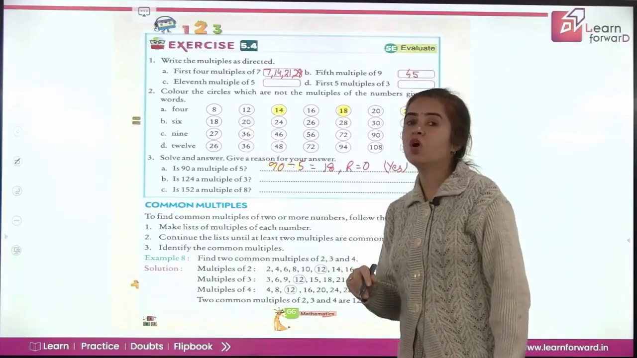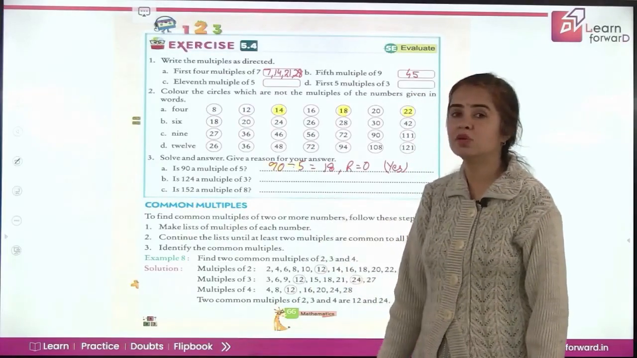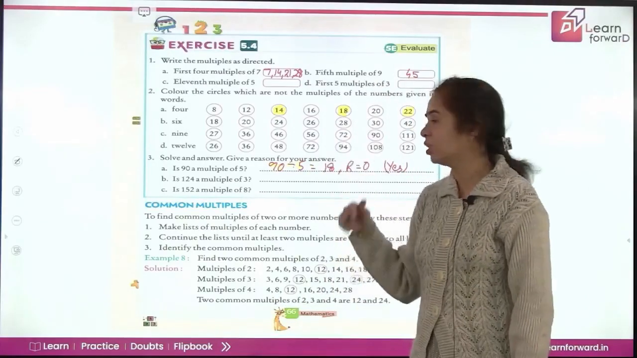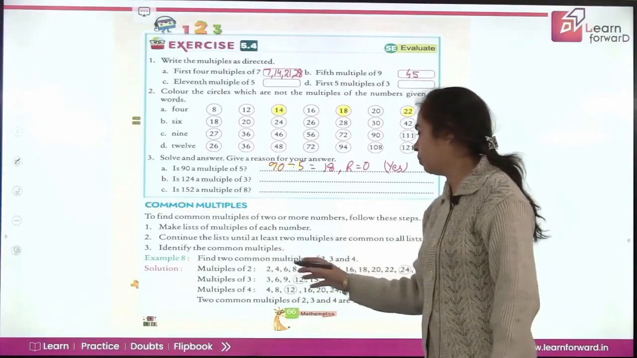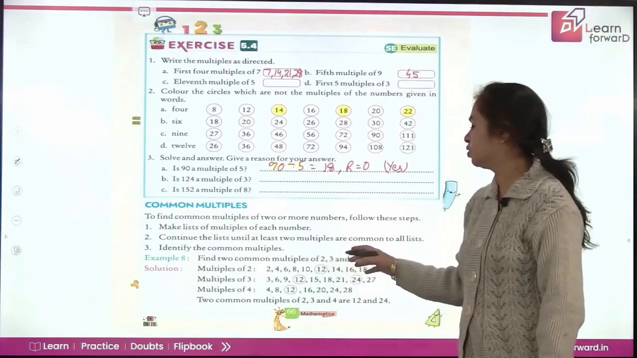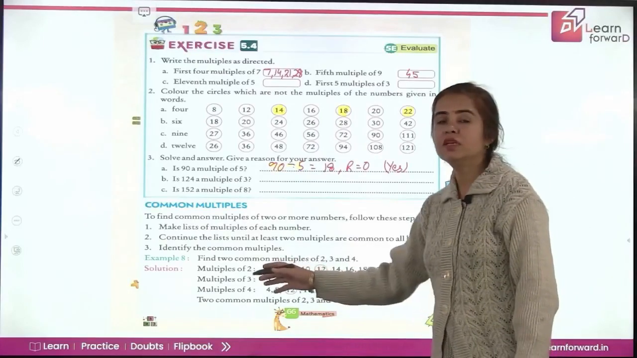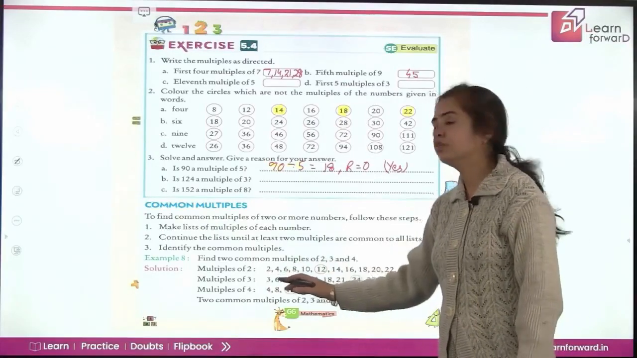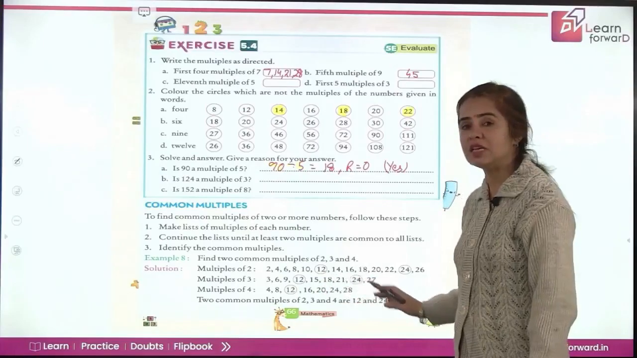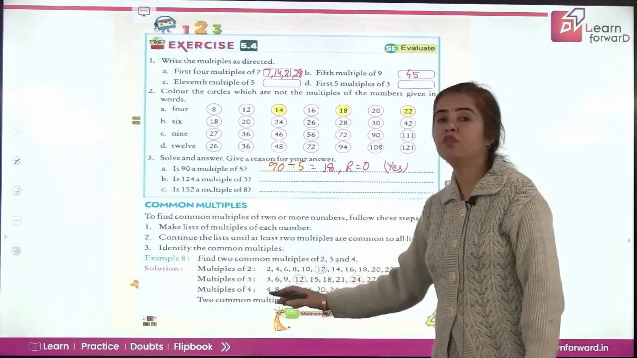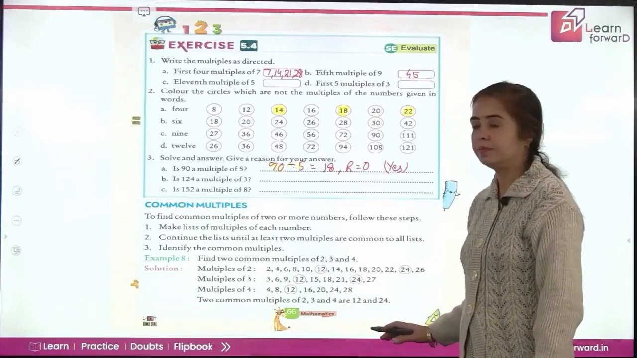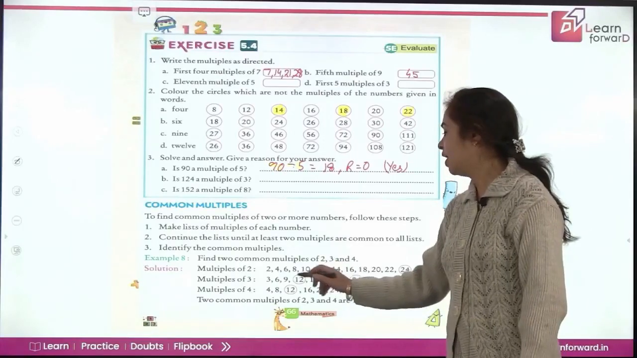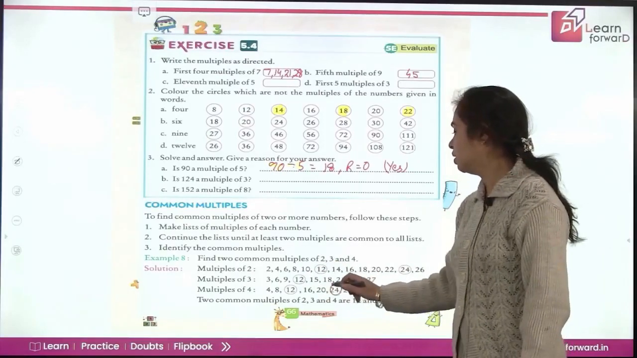Now, just like we have done common factors, we can find out common multiples also. So here again, you will have to list the multiples of the numbers first, then find out the common multiples. Like if you have to find out 2 common multiples of 2, 3 and 4. First let's write the multiples of 2: 2, 4, 6, 8, 10 like this. Then the multiples of 3: 3, 6, 9, 12, 15, 18 and so on. And the multiples of 4 are 4, 8, 12, 16, 20 and so on. When you list these multiples, you find that 12 and 24 are the common multiples.